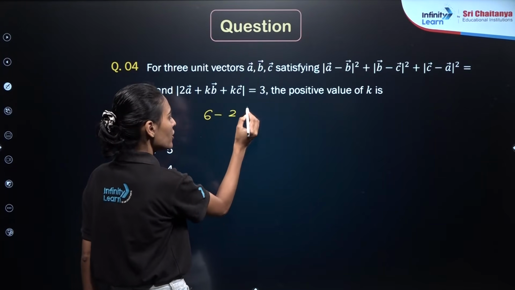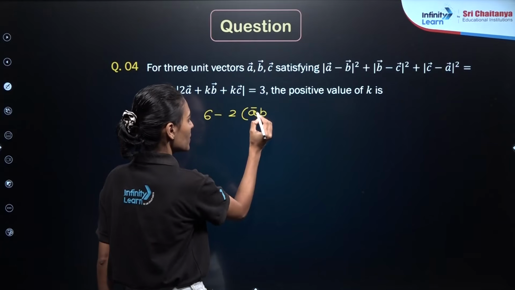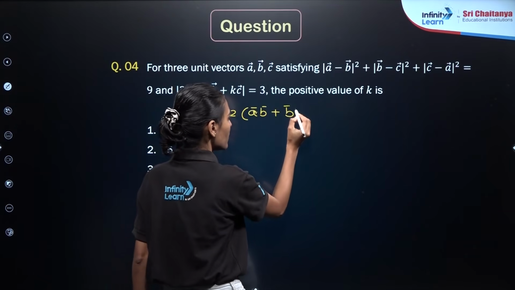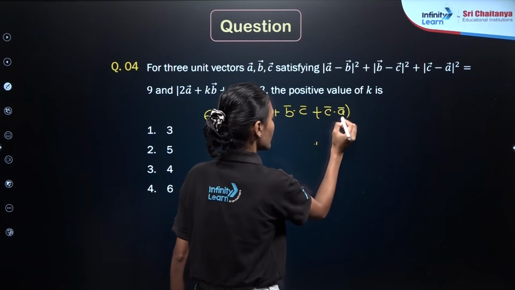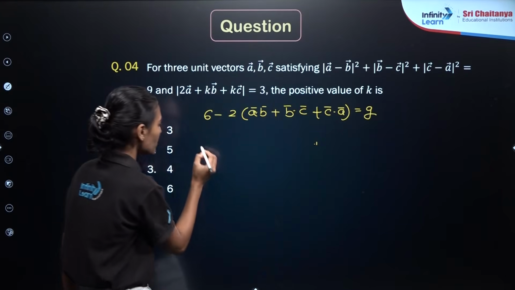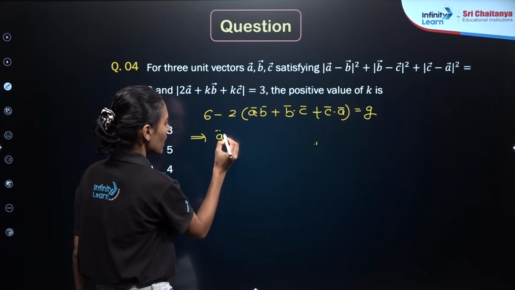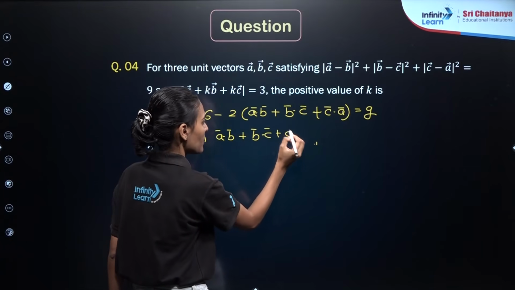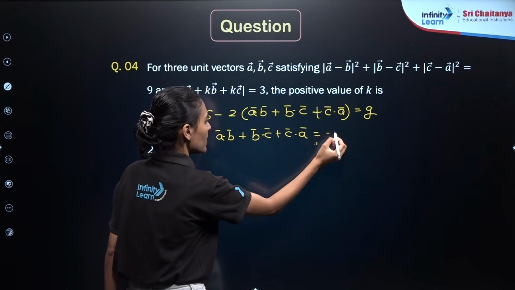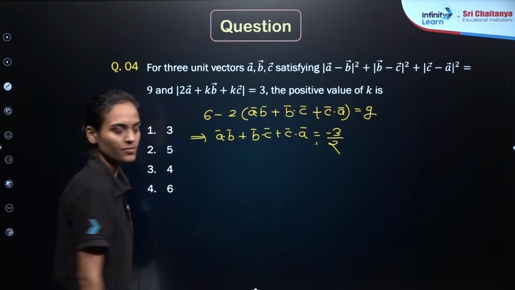Minus, you will get 2 into the bracket a bar dot b bar plus b bar dot c bar plus c bar dot a bar equals 9. And from here you will get a bar dot b bar plus b bar dot c bar plus c bar dot a bar as minus 3 by 2.